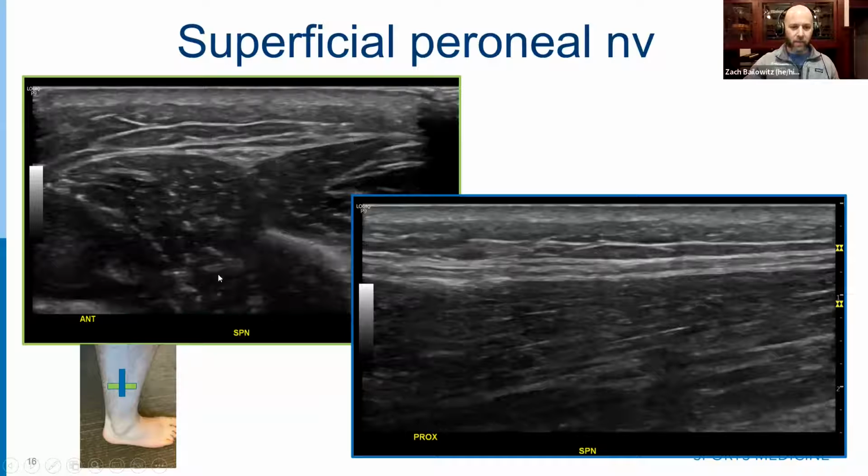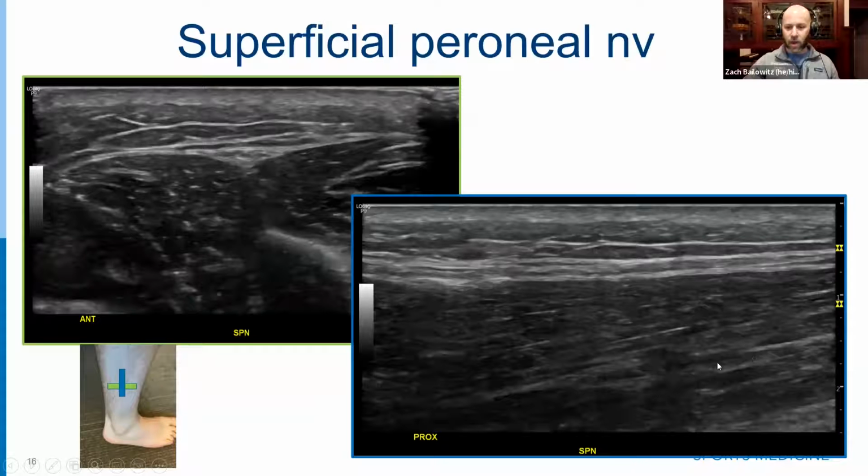And then at about 1/3 the way from the malleolus to the knee, it exits the crural fascia and becomes more superficial. And so a common place to find it if you're looking for this is sort of between the anterior compartment and the lateral compartment. It's typically right at the edge of the fibula here. So here's the nerve in short axis.